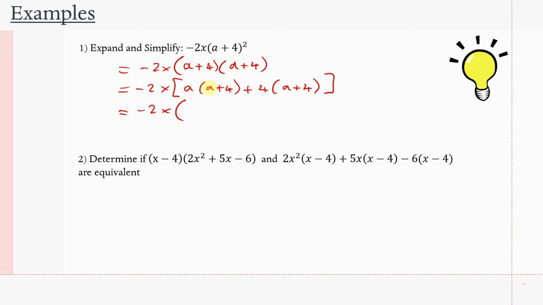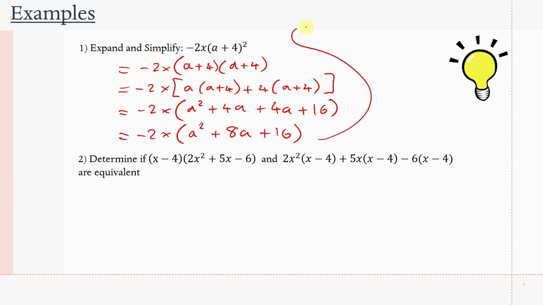So now a times a will give us a squared. A times 4 will give us 4a. 4 times a will give us 4a. 4 times 4 will give us 16, right? Now, if we collect like terms quickly inside these brackets, we will end up having a squared, and now we have 4a plus 4a. We will get 8a plus 16, right?